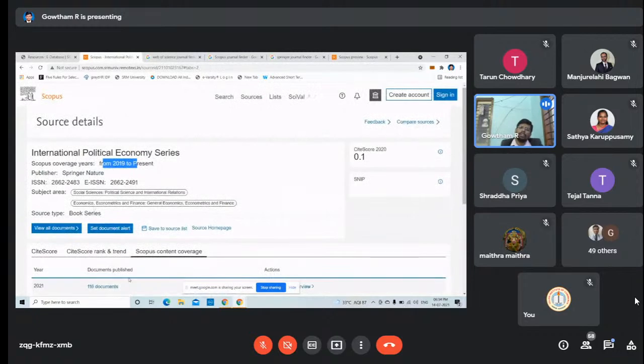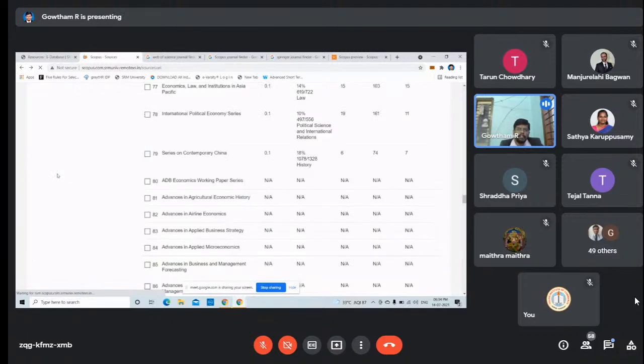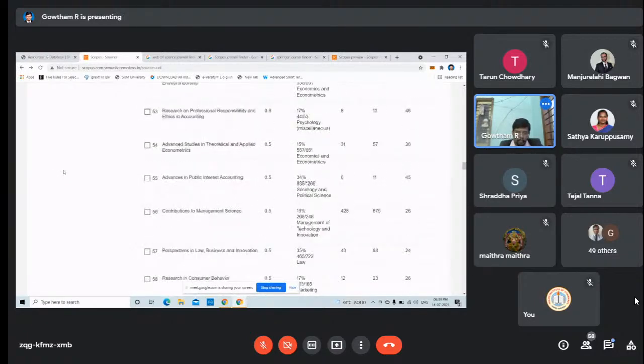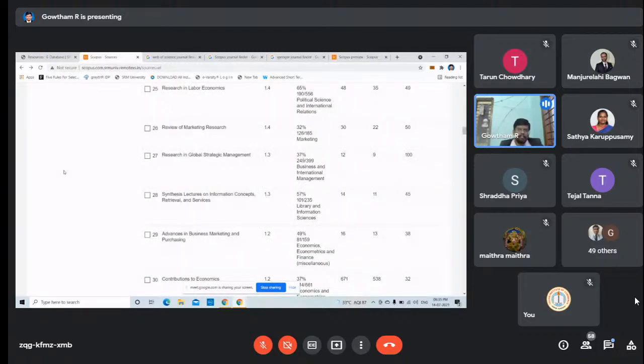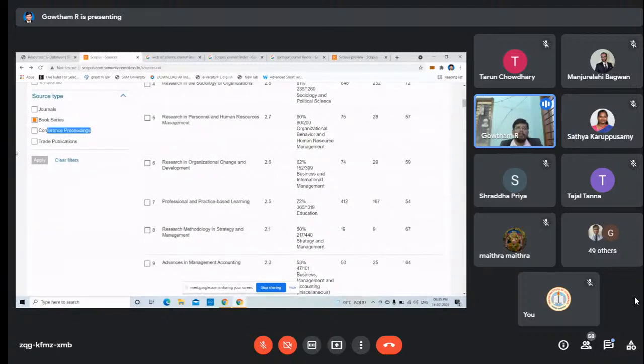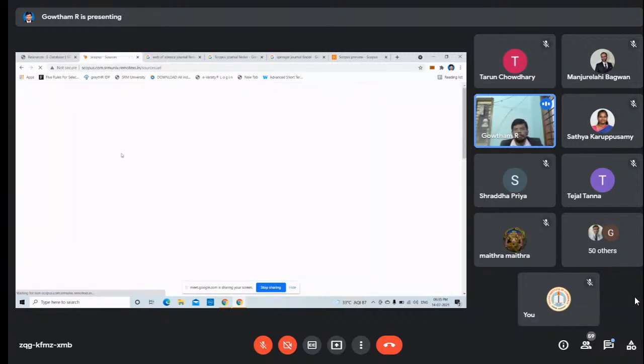The same way you can also evaluate your journals, right? This is called the Scopus database. Likewise, what you can do, you can search for the journal. Say for example, sir, I am not interested in book series. Rather, I am interested in conference proceedings which are indexed in Scopus. Then you can deselect this and click conference proceedings, apply.